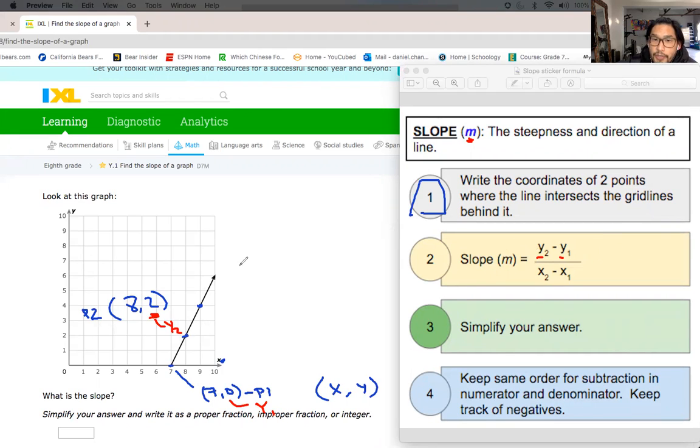So if I'm going to use this formula, I'm going to have the y coordinate of point 2 minus the y coordinate of point 1, which is 0. So my numerator is 2 minus 0. And then I'm going to go down here and I'm going to look for my x coordinate of point 2 and my x coordinate of point 1. So this little number, again, refers to which point you're talking about. So my x coordinate of point 2 is 8. And my x coordinate of point 1 is 7.